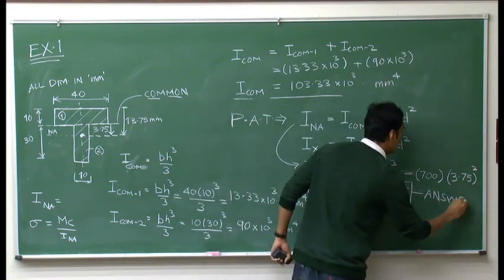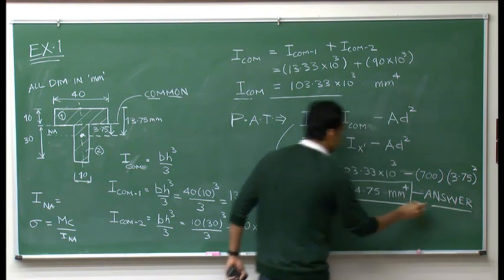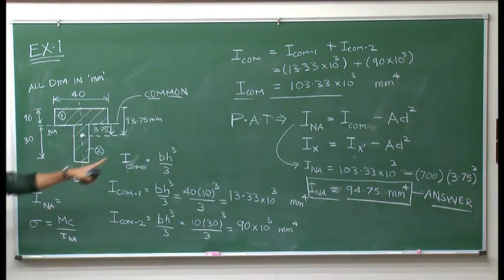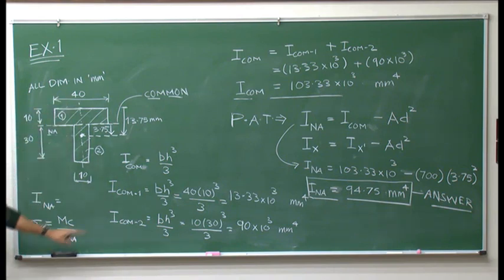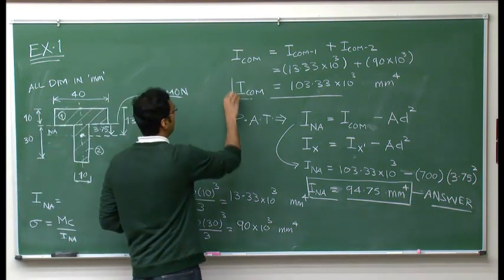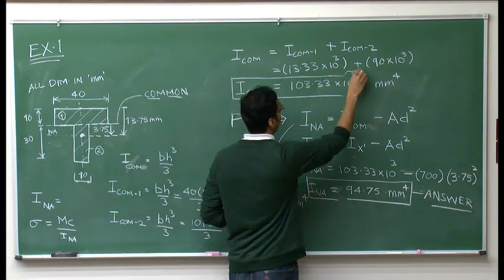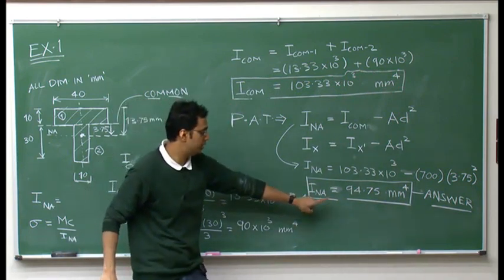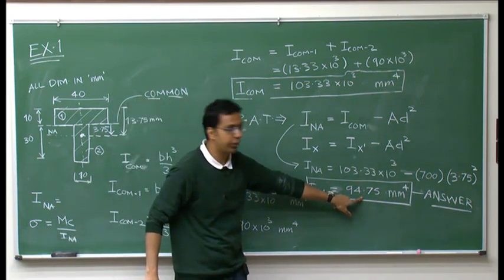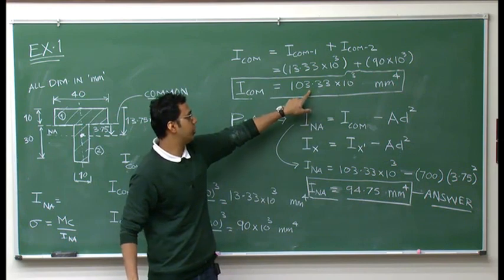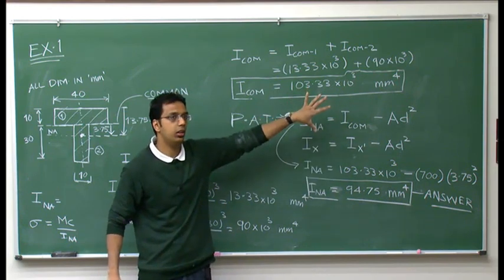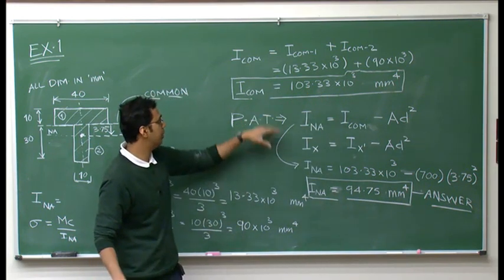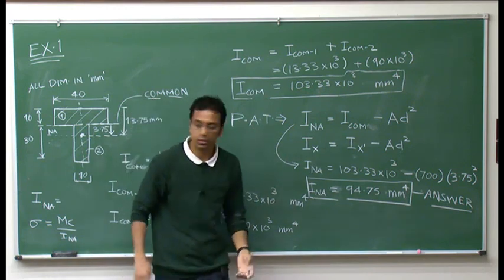We wanted to find moment of inertia about the neutral axis, because we want to substitute that in here to find stresses on the cross section of the beam. And one of the again important things that you should remember is moment of inertia about neutral axis is the smallest. See, 94.75 is less than 103.33. So we are correctly applying the parallel axis theorem.